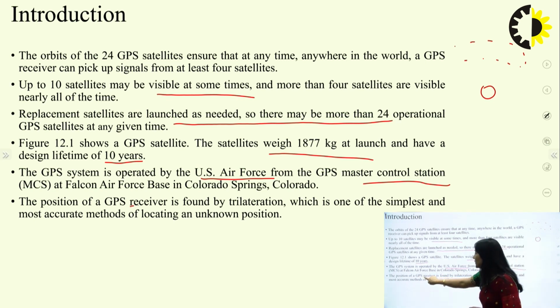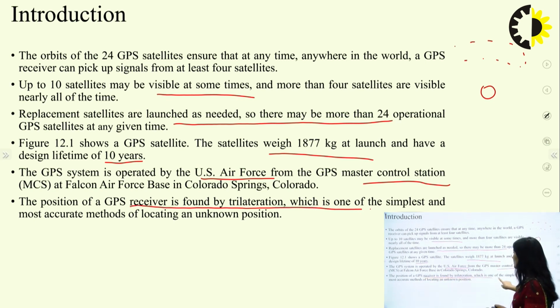The position of a GPS receiver is found by trilateration, which is one of the simplest and most accurate methods of locating an unknown position. So for the position location principle, we are using the trilateration method. And what is this trilateration method? That I'll be covering in the next slide. With the help of this method, we can locate any GPS receiver anywhere in the world.